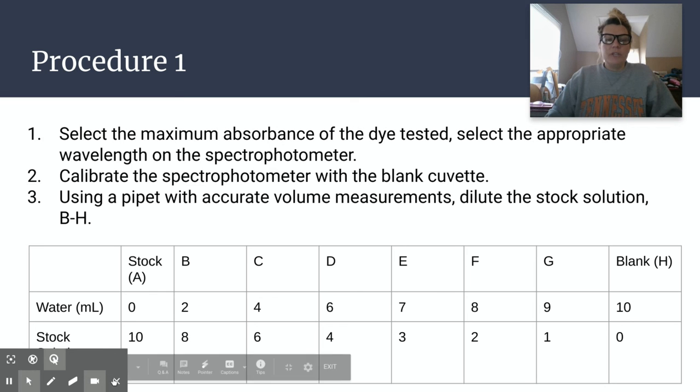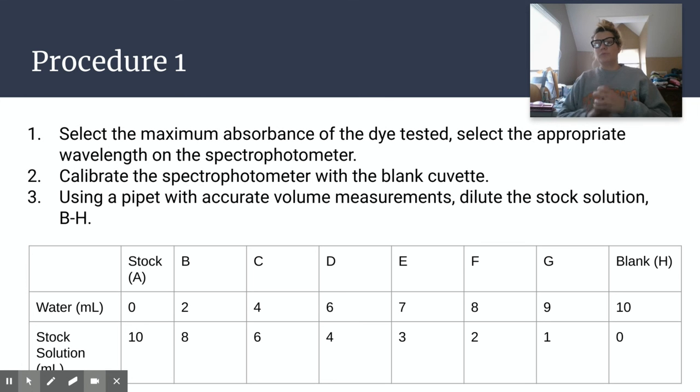Okay, then what we're going to do is, using a pipette with accurate volume measurements, we're going to dilute our stock solution, B through H. So you'll notice that there are going to be eight different samples that we're going to be testing, including the blank, which is just going to be 10 milliliters of water.